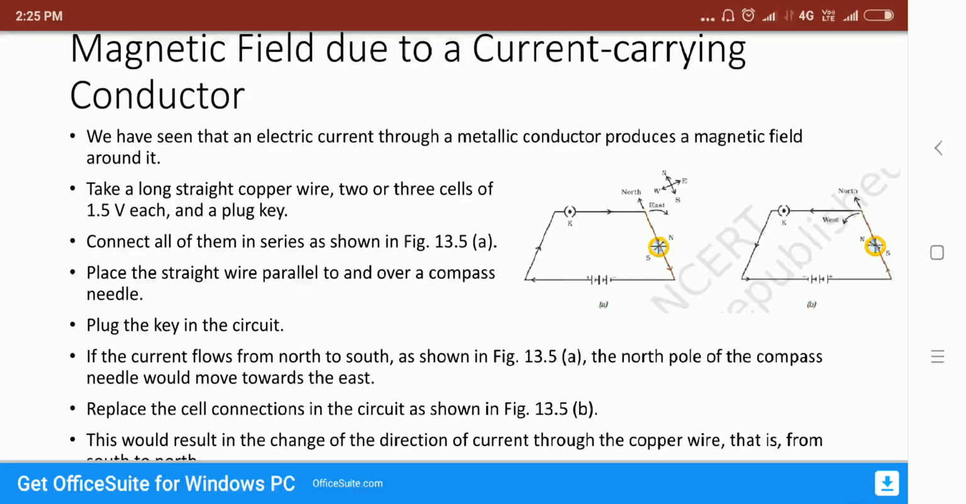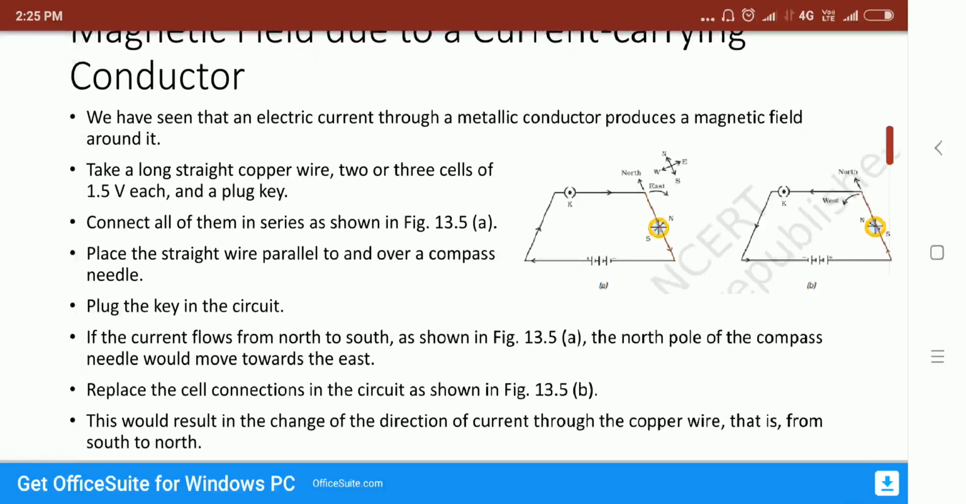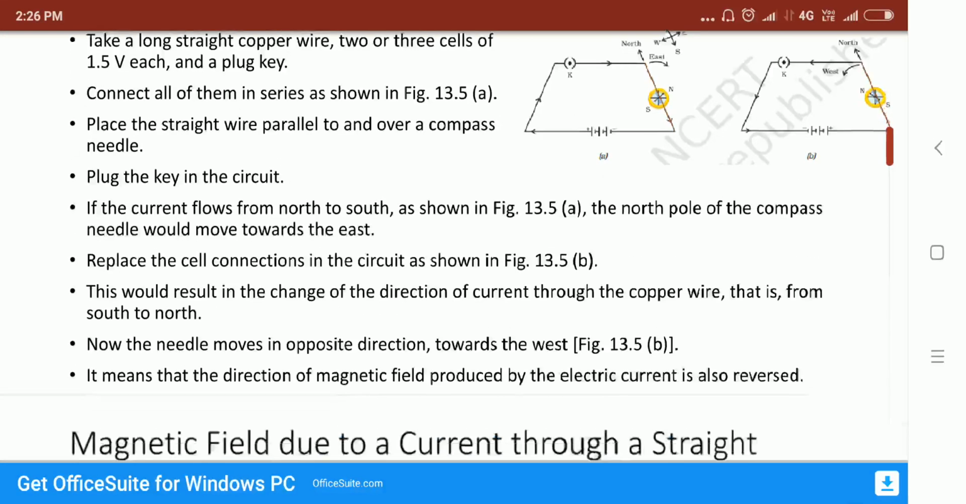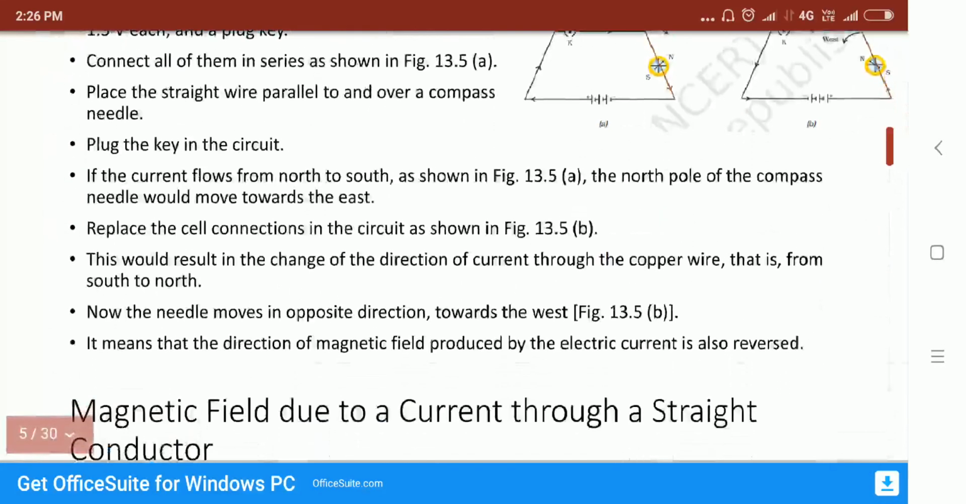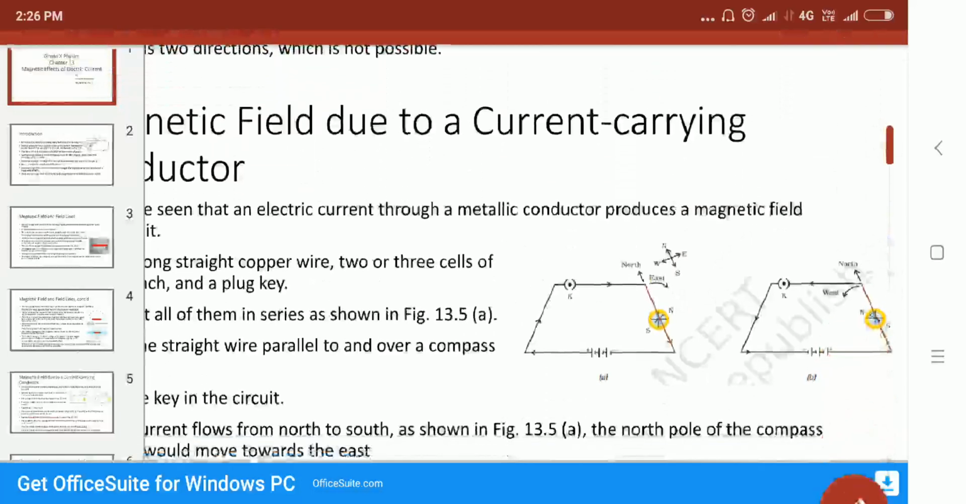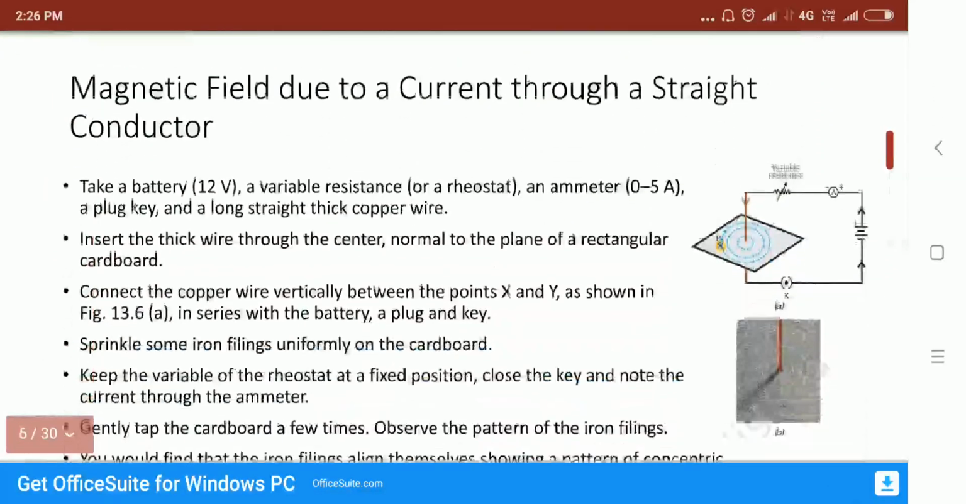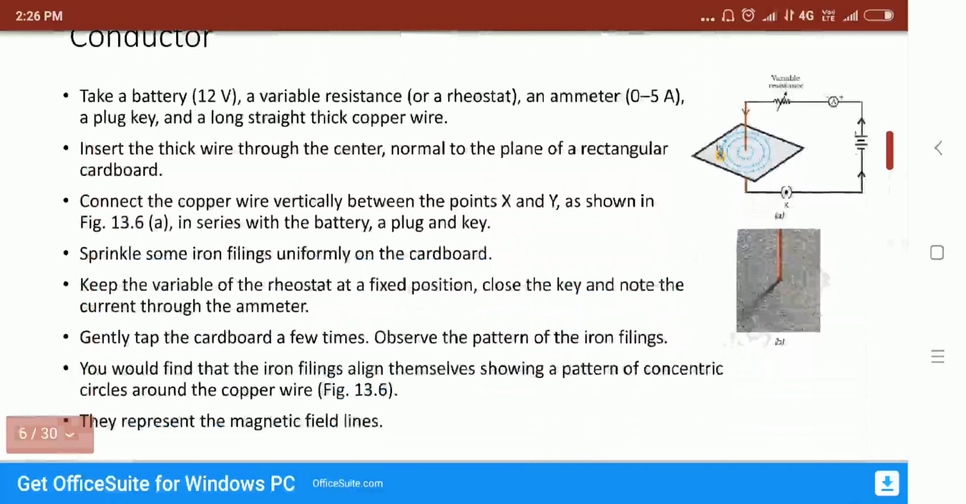And while we reconnect in the opposite direction, where the current is passing from south to north, the compass needle moves towards the west side, as shown in figure B. So here, to understand this circuit, let us do one activity.